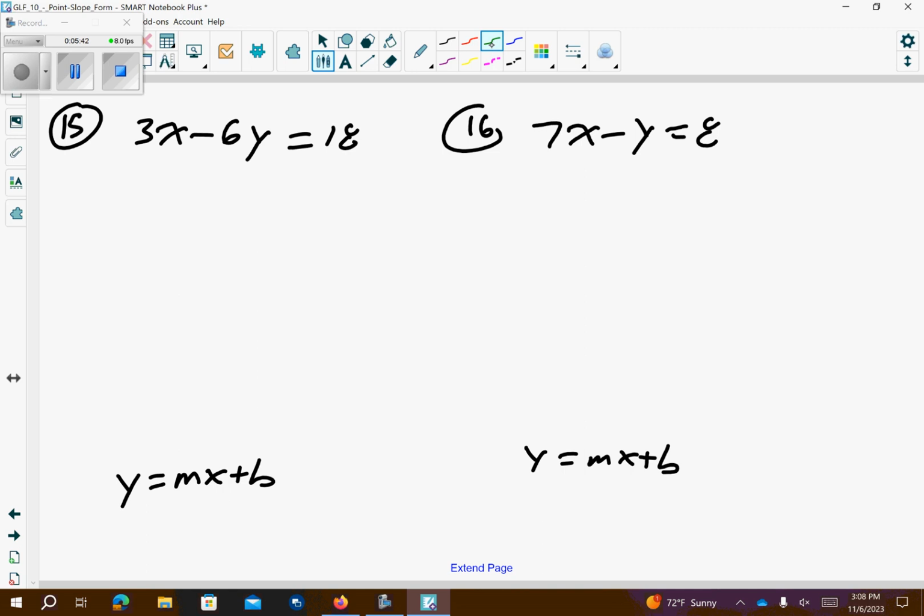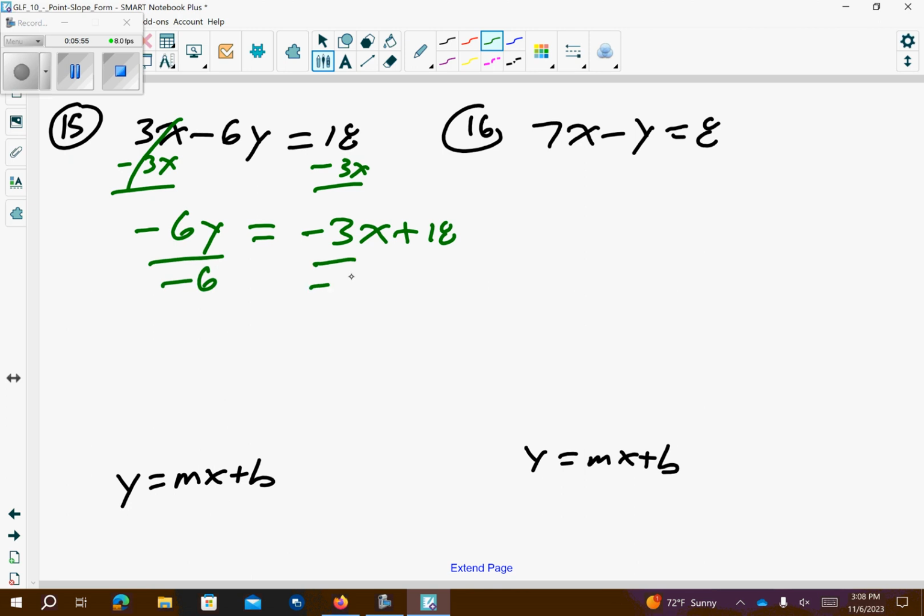Number 15, I want to get y by itself, so I'm going to subtract 3x from both sides. I'm just changing forms. That's all I'm doing. And that's a positive 18, so that'll be plus 18. Divide everything by negative 6. Those cancel. Negative over negative is positive. 3 over 6 is 1 over 2. The x comes along. Positive 18 over negative 6 is negative 3.